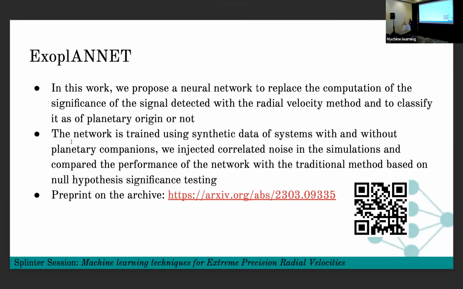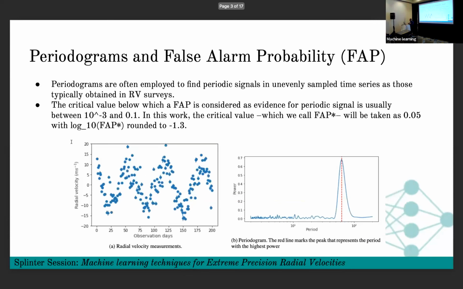In this work, we propose a neural network to replace the computation of the significance of the signal detected with the radial velocity method and to classify it as planetary origin or not. The network is trained using synthetic data of systems with and without planetary companions. We inject correlated noise simulations and compare the performance of the network with the traditional method based on null hypothesis significance testing. The preprint is on the arXiv, and here it is.